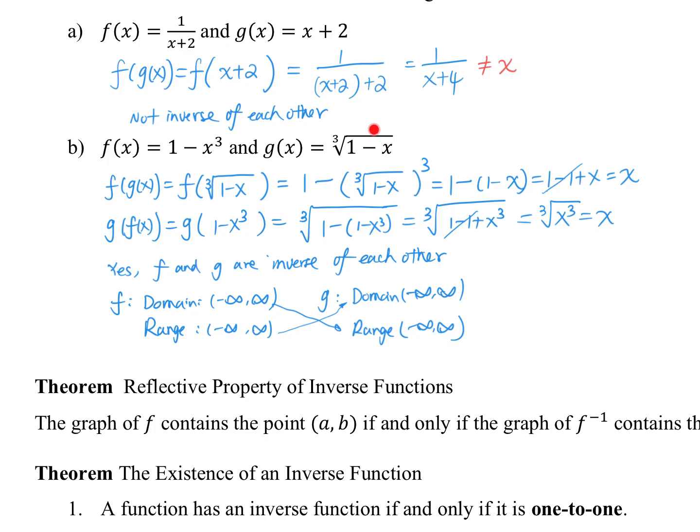Now let's take a look at this function. Its domain, because this is cube root, so there's actually no restriction on the sign inside, right? So therefore it's negative infinity to infinity. And cube roots, that also when x is negative infinity, you get negative infinity. When x is infinity, you get infinity. So therefore range is negative infinity to infinity as well.